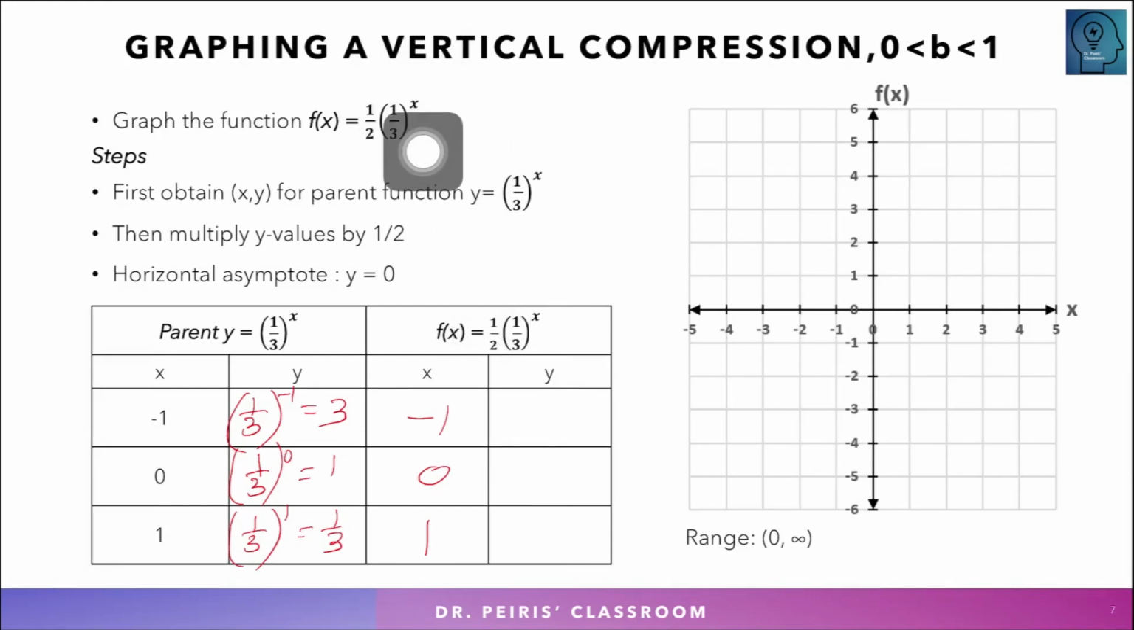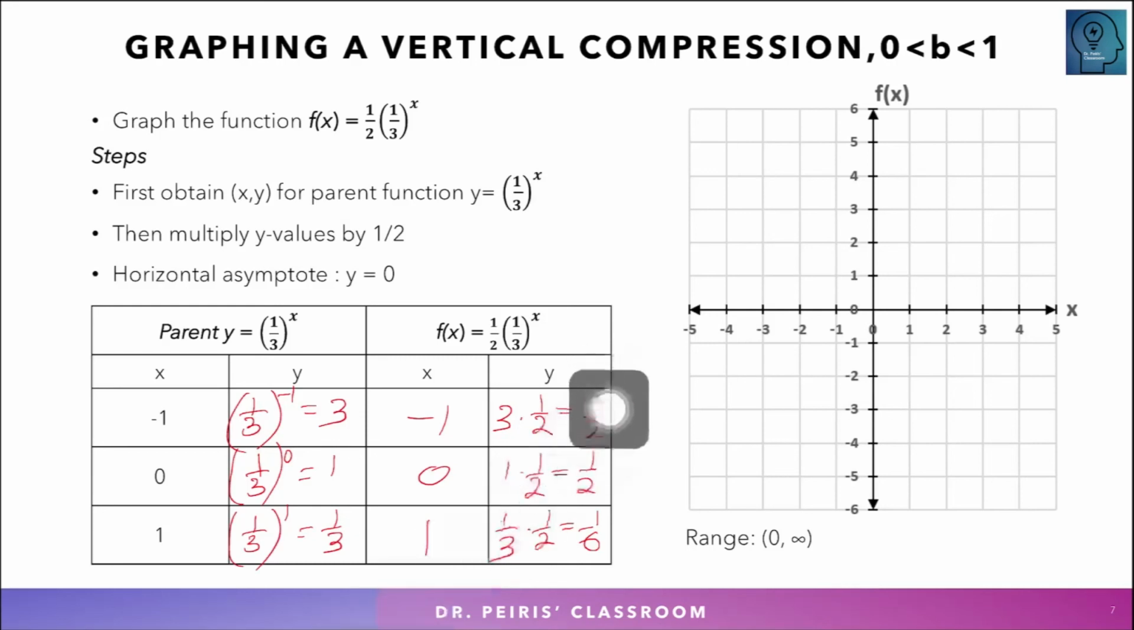What happened to the y values? They are multiplied by 1/2. So we multiply these y values by 1/2. 3, 1, 1/3 are the original y values, then times 1/2. Then we simplify. 3/2, half, 1/6. So the first point is -1, 3/2.